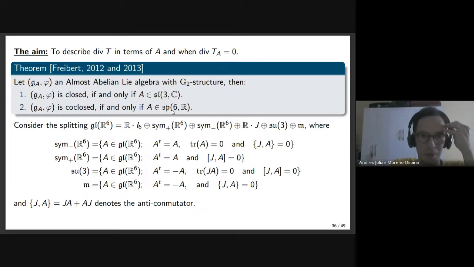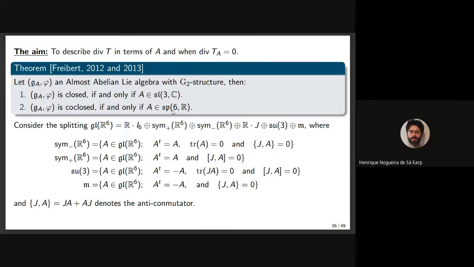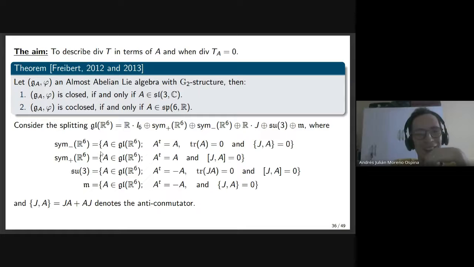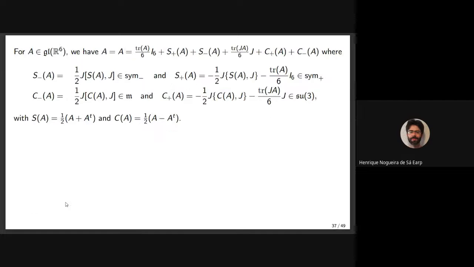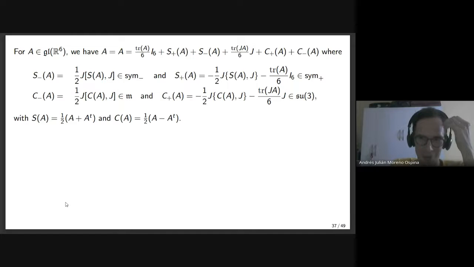So yeah, I confused it, right? Because in the anti-commutator there's a plus sign, and in the commutator there's a minus sign. It's on me. It's my fault. Yeah, exactly. All right, go on. Okay. Yeah, maybe it would be better to change the notation.